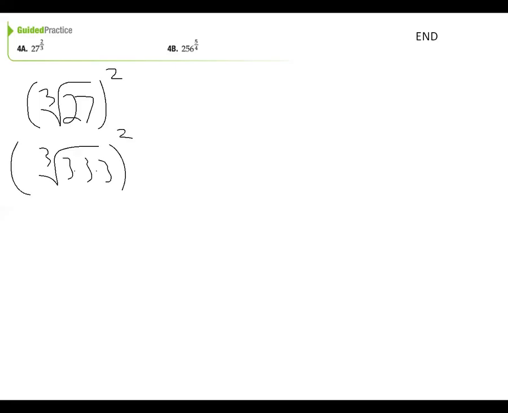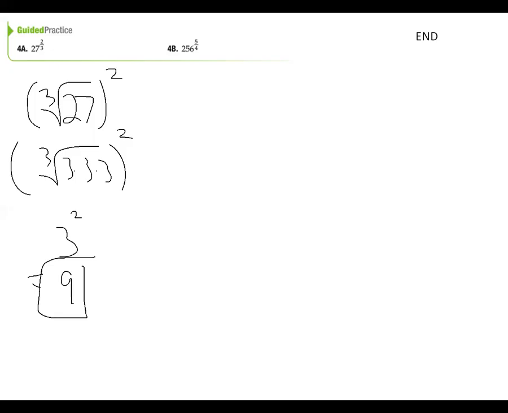So 27 to the 2/3 power is the same as the cube root of 27 squared. The cube root of 27 is 3 times 3 times 3. So the cube root of 27 is 3, and 3 squared is 9.